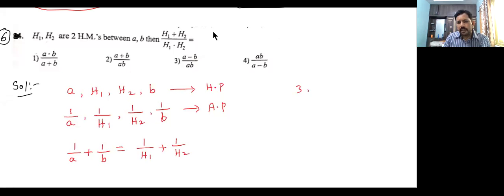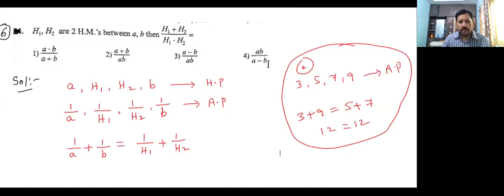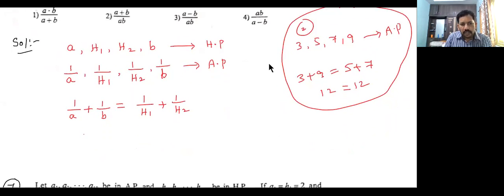Suppose 3, 5, 7, 9 are in AP series. Common difference is 2 only. 3 plus 9 is equal to 5 plus 7, or not? 9 plus 3 means 12, 5 plus 7 is also 12. This is one example. Anybody who has not understood, take the example, then you will understand. Now take the LCM here. We get (A plus B) by AB is equal to (H1 plus H2) divided by H1 H2.